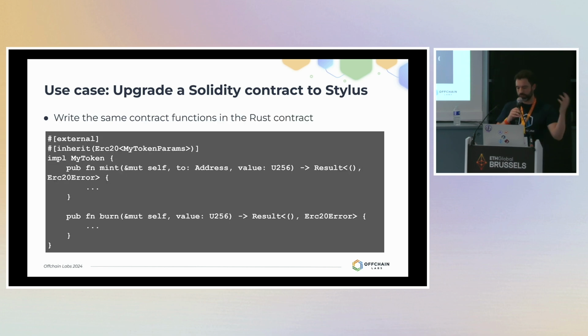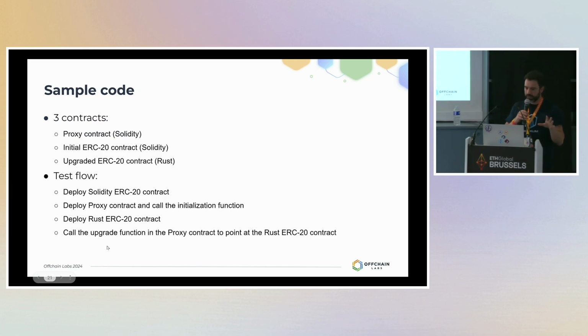Yeah, so then we're going to write the same functions in our Rust contract. We are using another special macro here, the inherit macro, that is going to take all the functions that we have in this ERC20 module and add them to my token. We are adding a new burn function here that we didn't have in the Solidity contract. Yeah, that's it. So three contracts: Proxy and ERC20 in Solidity, which are going to be deployed with Foundry. And then we have the ERC20 Rust contract, that later we're going to deploy and change the proxy contract to point to that one.